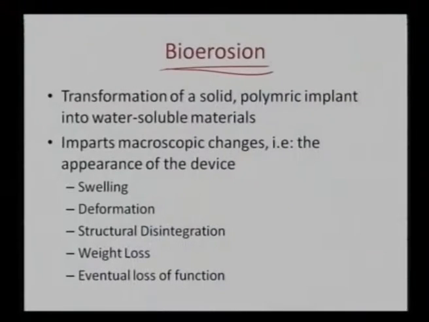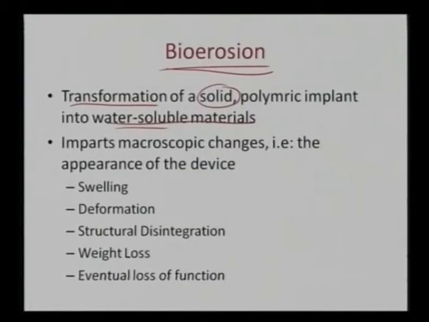Also we'll learn about certain biopolymers, because we already learned what kind of polymers are available, and how their chemical nature can really affect the degradation part. So we'll learn about the intricacies of how bioerosion is responsible for degrading a particular biopolymer. First of all, bioerosion is nothing but the transformation of a solid polymeric implant into certain water soluble materials. So we have a polymeric material that is water insoluble, and through certain activity it becomes water soluble.